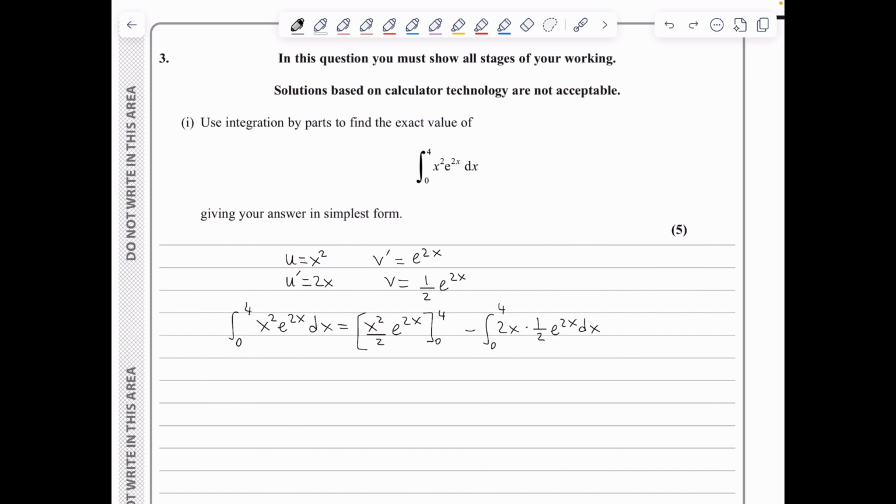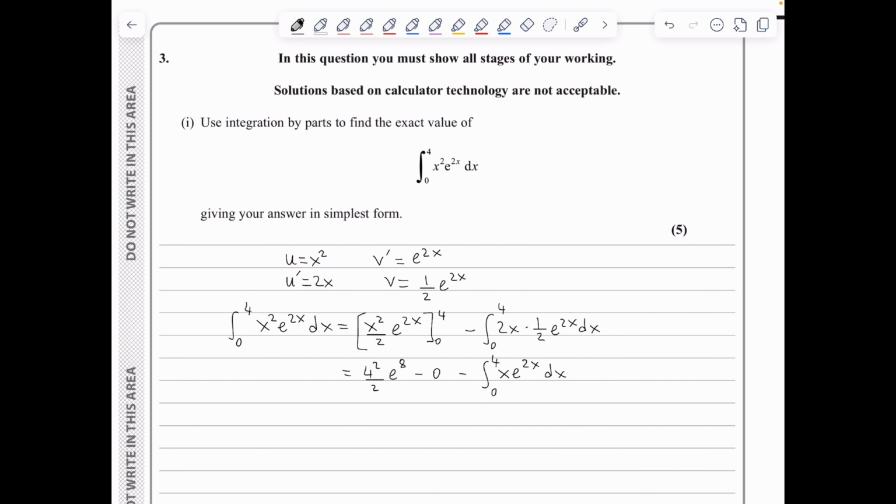I will substitute the upper limit to get 4 squared over 2 times e to the 2 times 4, which is 8e to the 8. And if we substitute the lower limit of 0, because of the x squared term here, it's going to be 0, so minus 0. And then we've got minus the integral of x e to the 2x dx from 0 up to 4.